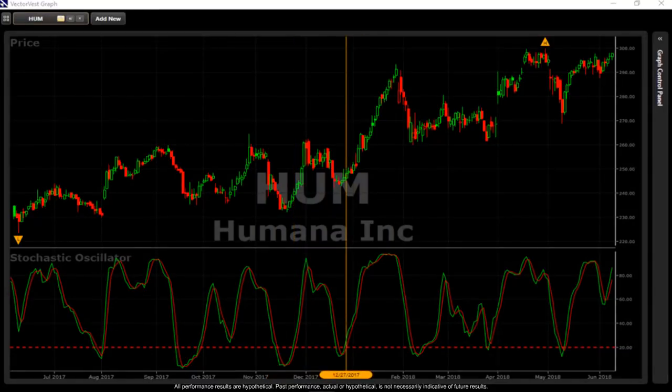Okay? Here's another re-entry now. I sit on the sidelines. I wait, and the stock breaks down enough where stochastics goes below 20, crosses from below 20 to above 20, and there's my entry. Beautiful. That's a home run trade.